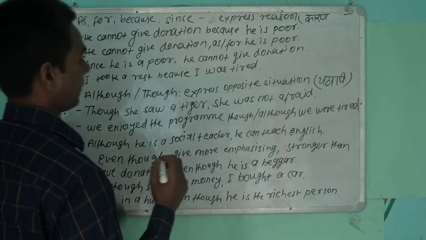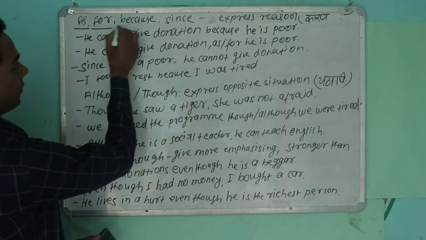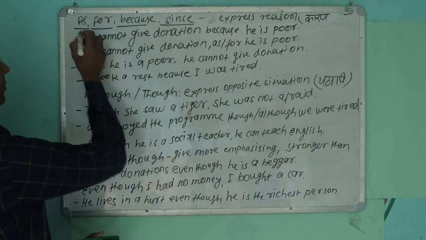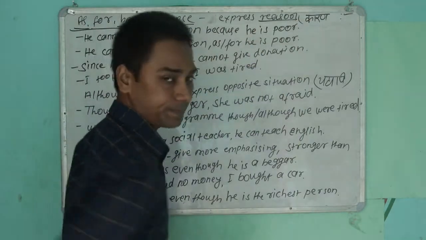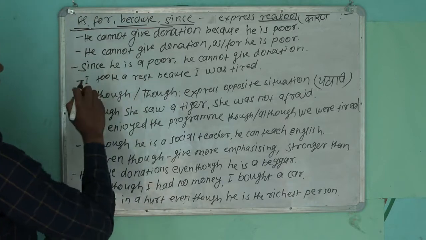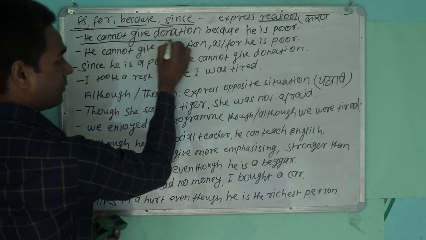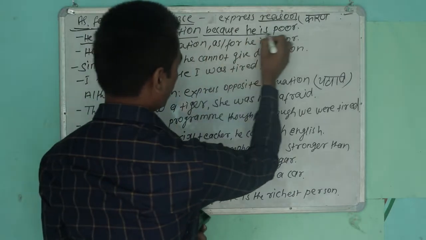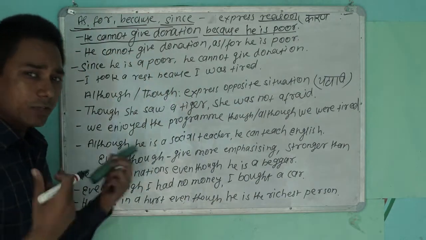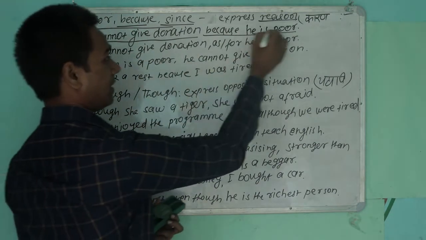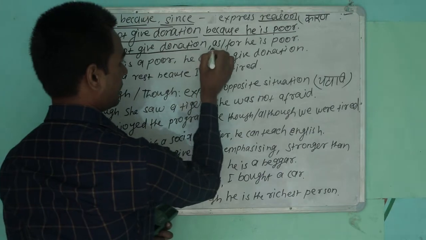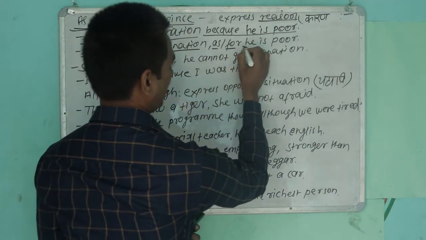So okay, this is all about provided that. Now look, as for, because, since, they are subordinating conjunctions. They express what? Reason. These all conjunctions express reason. Look, he cannot give donation because he is poor. There is reason. He cannot give donation. Why? Because he is poor. Look, he cannot give donation as for he is poor.